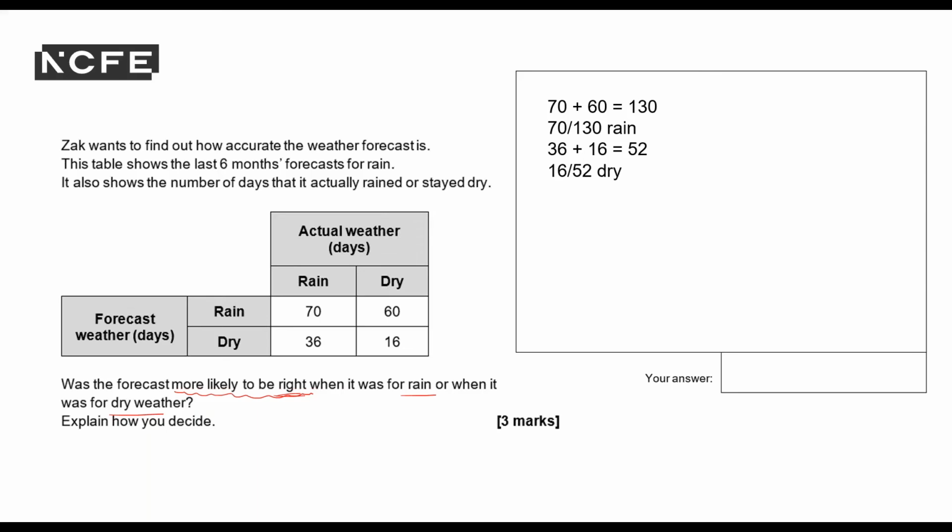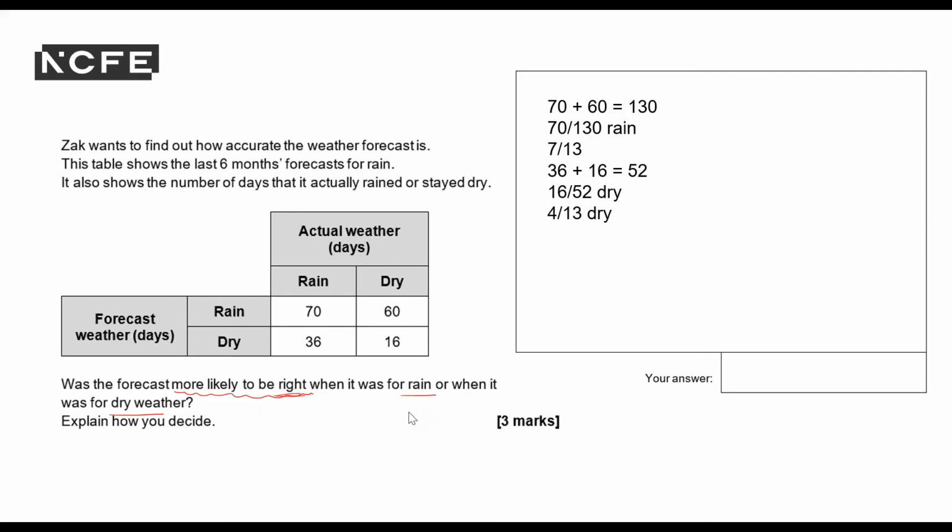So if I divide top and bottom, 4 out of 13 is dry. And then that's good because up here, if I divide top and bottom by 10, then I've got 7 out of 13. So I'm comparing 7 13ths with 4 13ths.